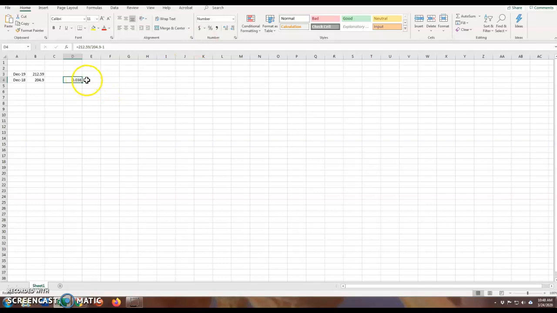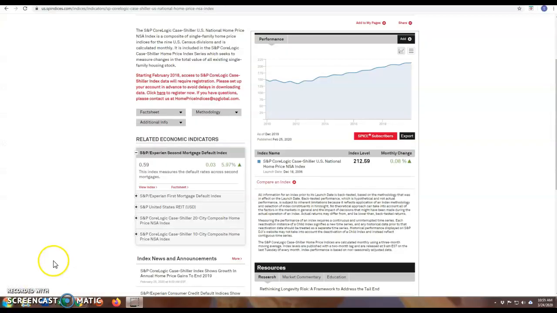And if you want to convert that into a whole percentage, you can just multiply it by 100. And then let's round that. Yeah, 3.8%. So what that means is prices went up from December 2018 to December 2019 by 3.8%. Notice how we're using index figures to find the percentage change. That wraps up the Case-Shiller index. If you have any questions, let me know.